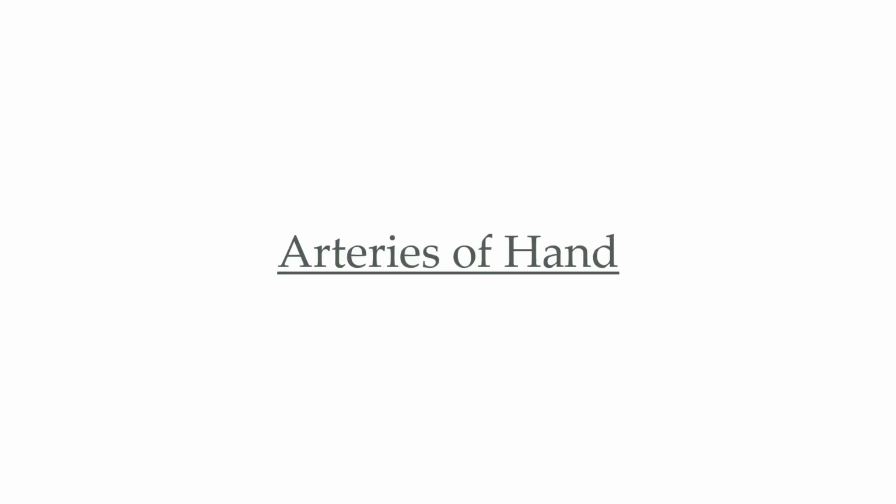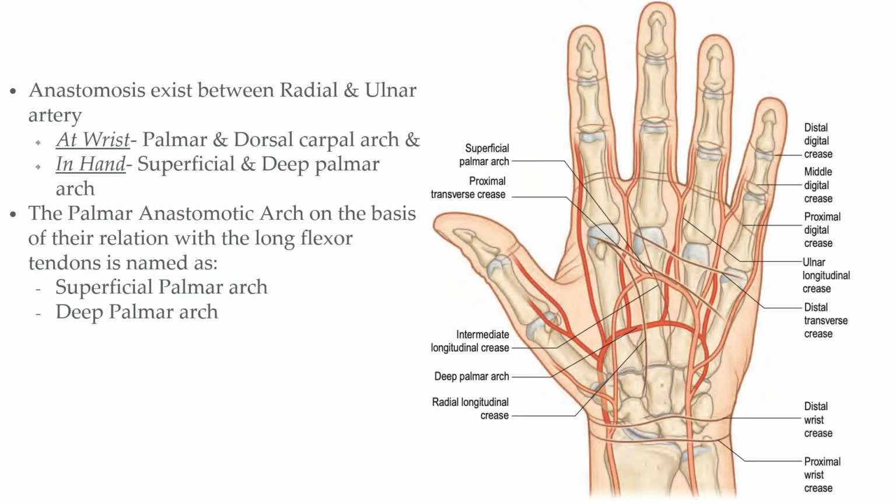Now let us start with arteries of the hand. The arterial blood supply to the structures present in the hand is provided by radial and ulnar artery. These two arteries anastomose with each other, firstly at the level of the wrist and secondly in the hand. At the level of the wrist, they form the carpal arch ventrally and dorsally. Ventrally it is called the palmar carpal arch and dorsally it is called the dorsal carpal arch.